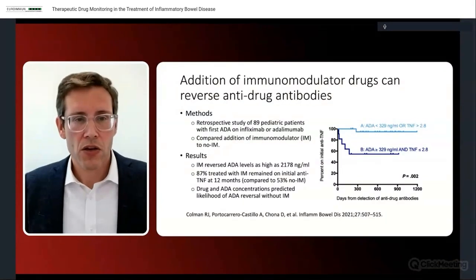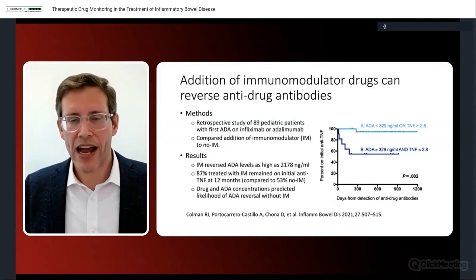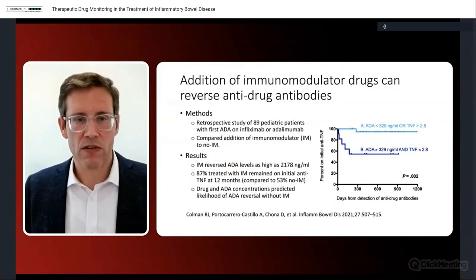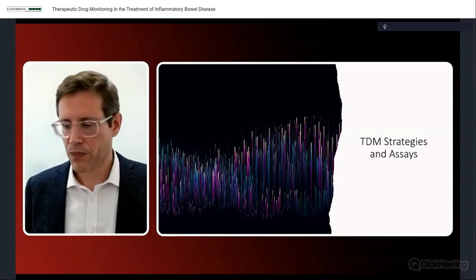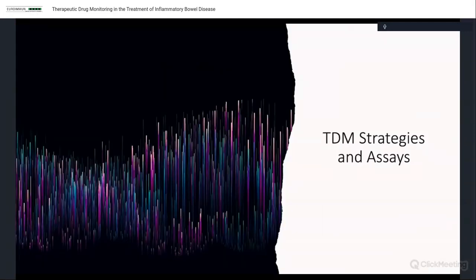So one can add an immune modulator after the development of antibodies to reverse those antibodies in select patients. Let's move on to discuss some therapeutic drug monitoring strategies and the assays used.